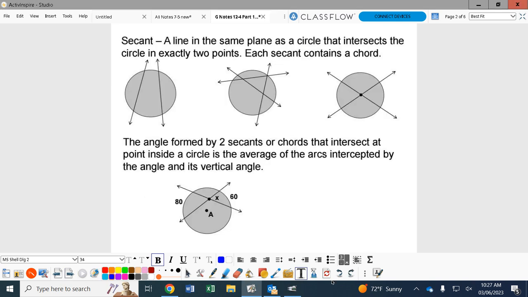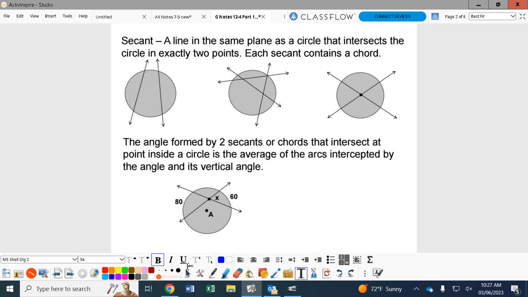Getting started on this first thing. Secant. A secant is going to be a line that's in the same plane as the circle. It's going to intersect it. It's going to go through 2 points exactly. And it's going to contain a chord. Just like a line segment is inside of a line, a chord is inside of a secant.